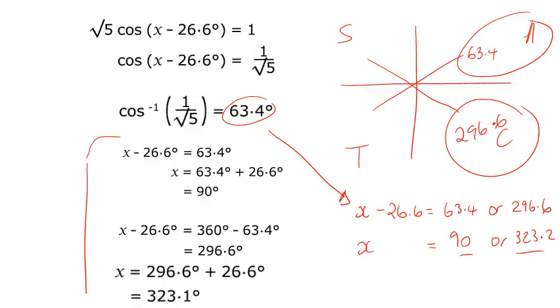So even though this stuff in the box here is correct, I tend to do the CAST diagram as soon as I've done an inverse cos, get a load of possible answers, and then add 26.6 onto all of them at the same time at the end.